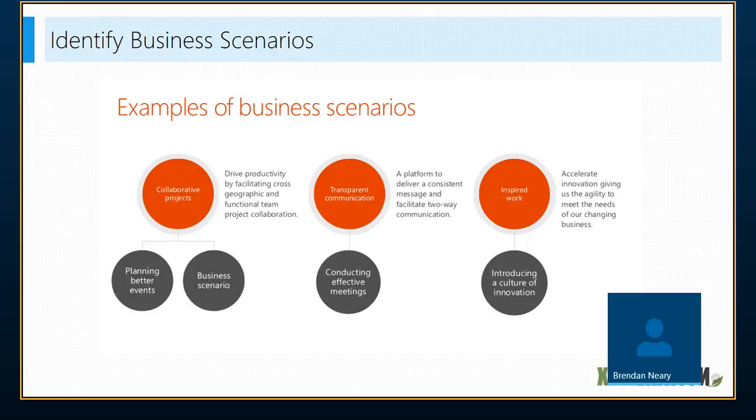So this is specific, right? This is starting to get very specific on, hey, we've got events and we don't plan them well. We want to do it better. As you move to the right, you'll see that middle bullet, transparent communication. Their objective there, they wanted to conduct more effective meetings. So they want a platform to deliver a consistent message and facilitate two-way communication.